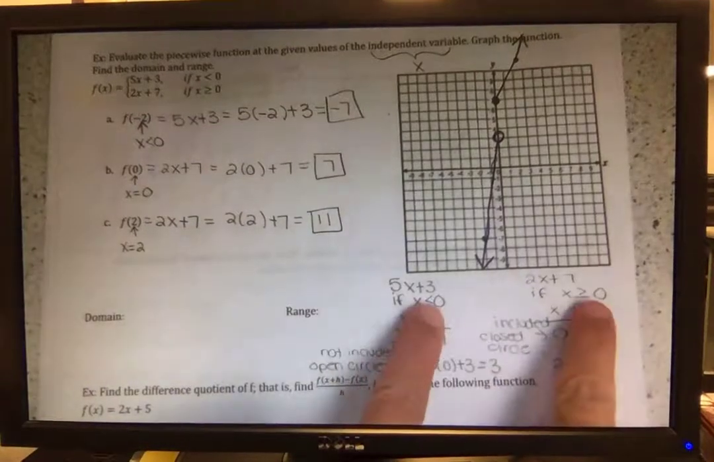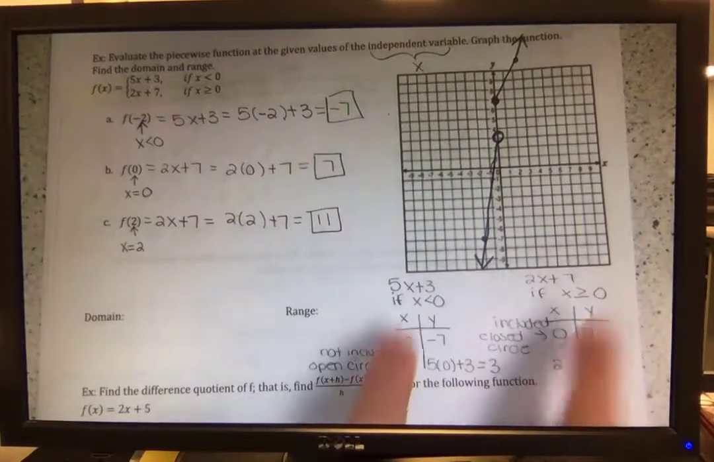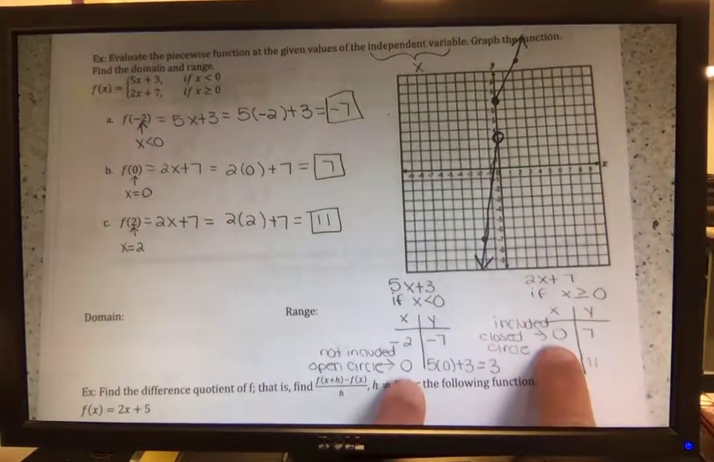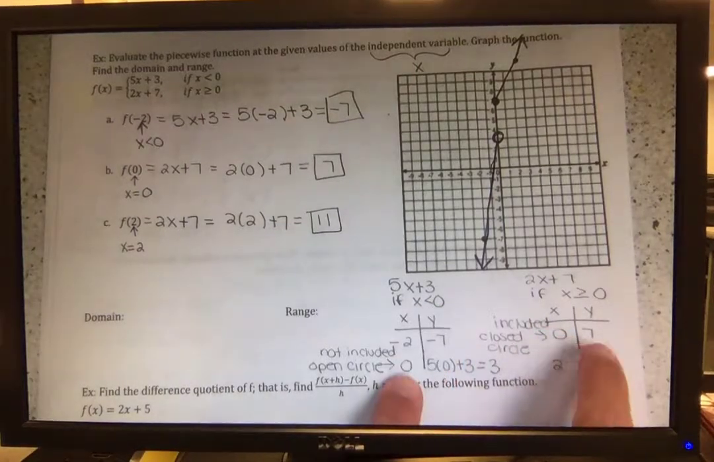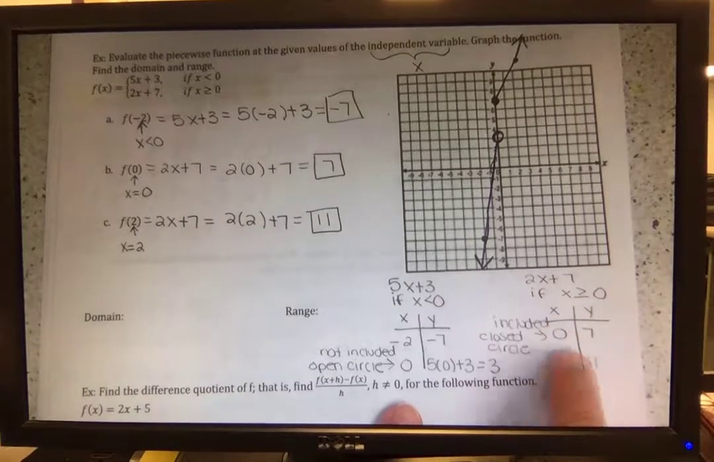You have to plot these endpoints, whatever this number is right here. You plugged in 0 for both of them because it was both 0. Based off this symbol, at 0 it's going to be an open circle. Based off this symbol, at 0 it's going to be a closed circle.